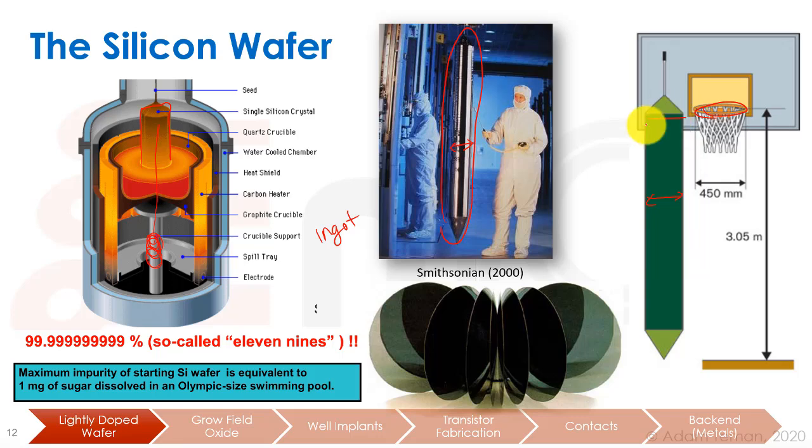Then we take this thing and we slice it, and you get these wafers that you can see here. Now, if you look at the wafers, you can also see that there's a straight edge, and that's to tell the wafer orientation when we stick it inside the different machines.